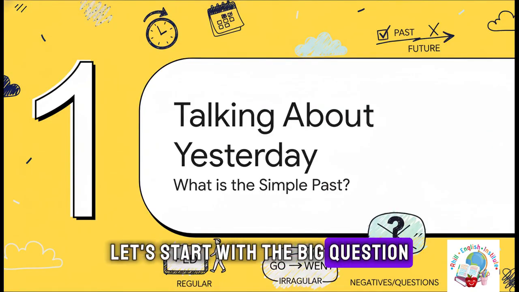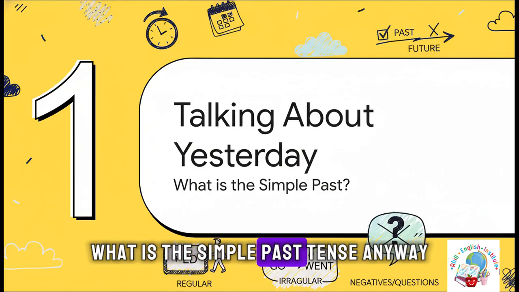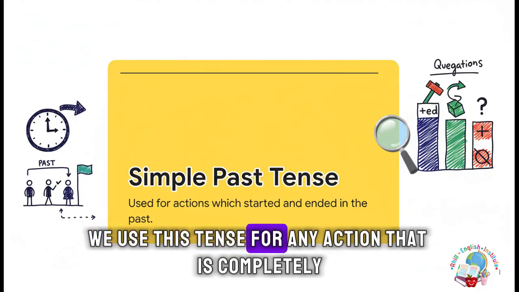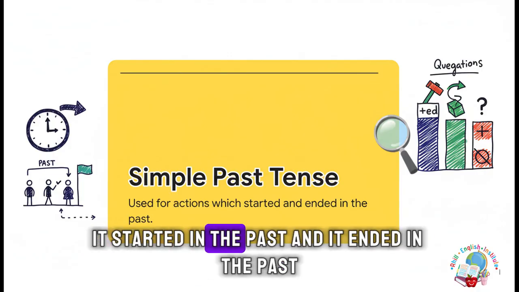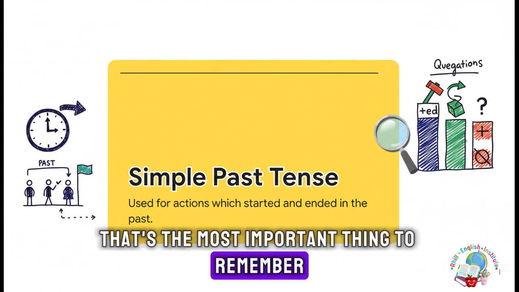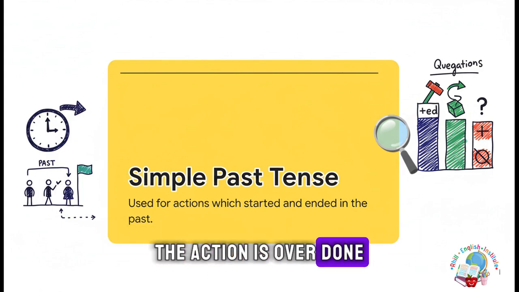Let's start with the big question. What is the simple past tense anyway? You know what? It's actually way simpler than it sounds. We use this tense for any action that is completely finished. It started in the past and it ended in the past. That's the most important thing to remember. The action is over, done.